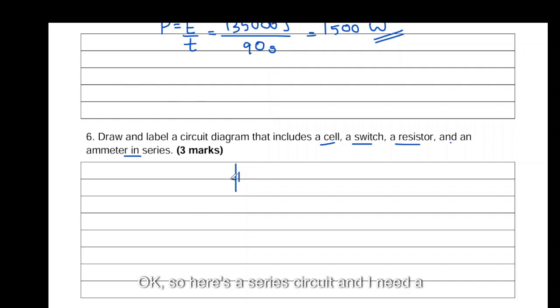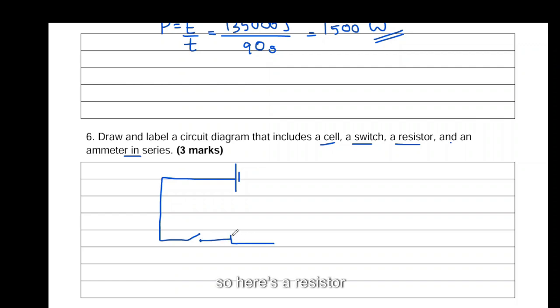Switch. Okay, so here's a series circuit and I need a switch. So let's open it like this. Switch. A resistor. Okay, so here's a resistor and an ammeter in series. Okay, an ammeter, and they are all connected in a series circuit. Because it says draw and label, I'm just going to label it. Here's the cell.